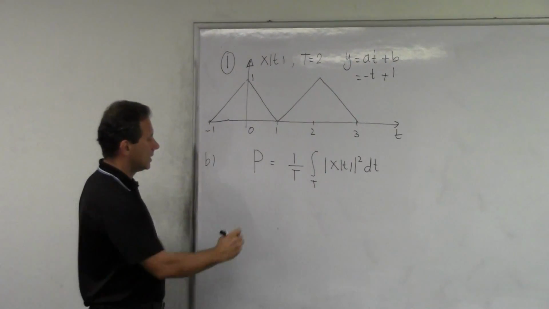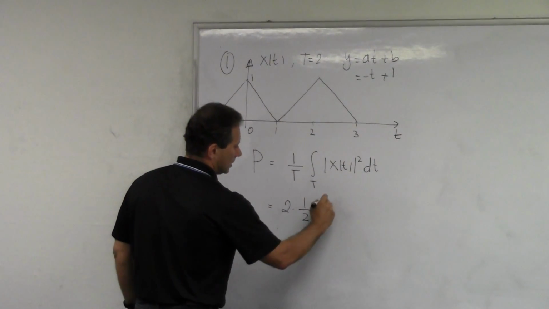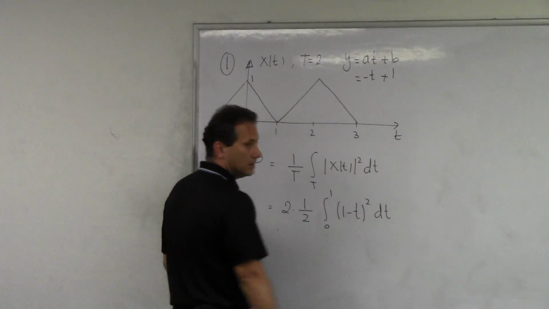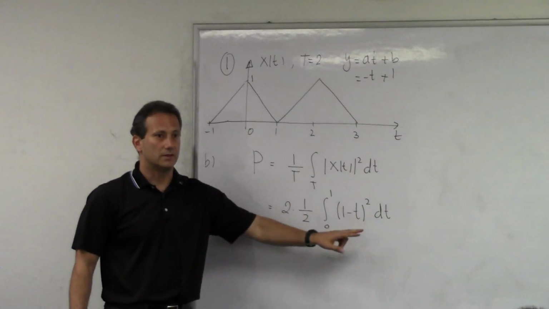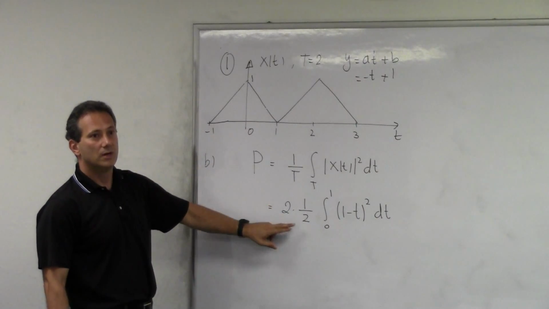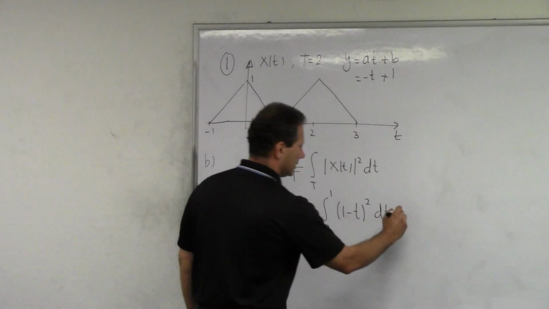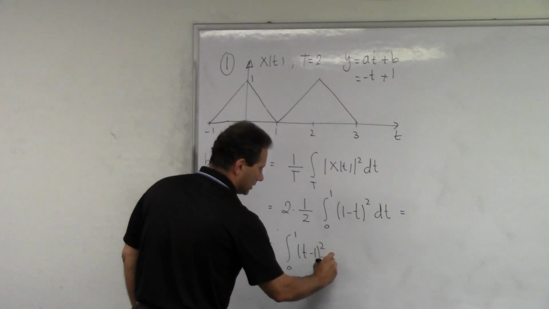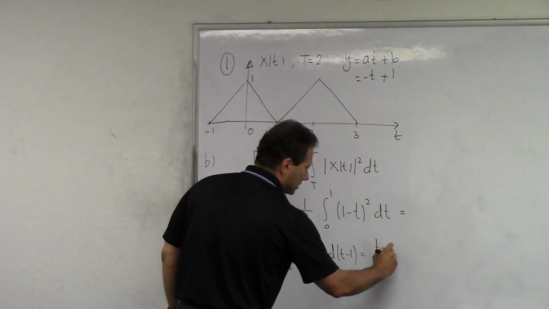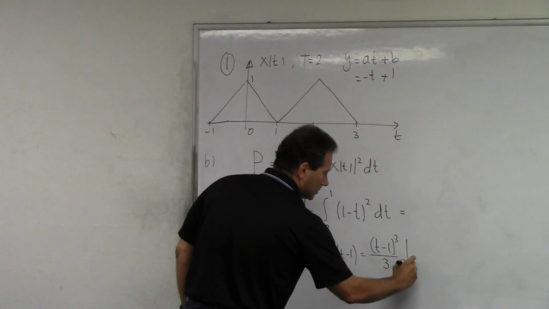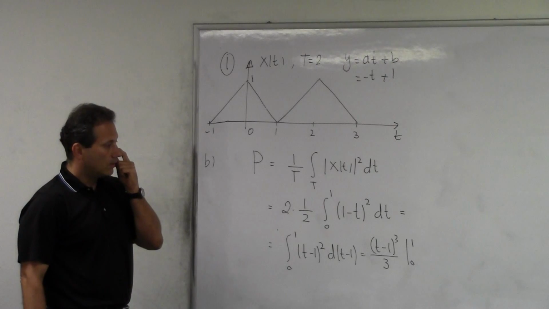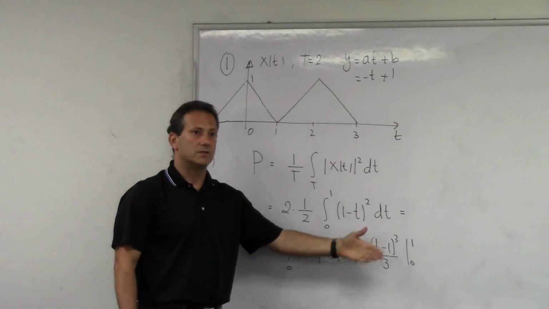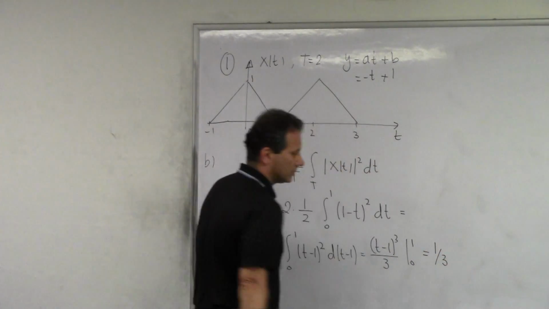Now if I square this signal, I can say this is 2 times 1 over 2, integral from 0 to 1, 1 minus t, quantity squared dt. Right? That's the square of the signal, integrated only this section here, and then multiply that by 2 and divide it by this. Now this can be done various ways. I usually do it as an integral from 0 to 1, t minus 1 squared d(t minus 1), which is (t minus 1) cubed over 3 from 0 to 1. When you substitute 1, it is 0. When you substitute 0, then it is minus 1/3. So minus minus is just 1/3. Okay, so that's the power of the signal.